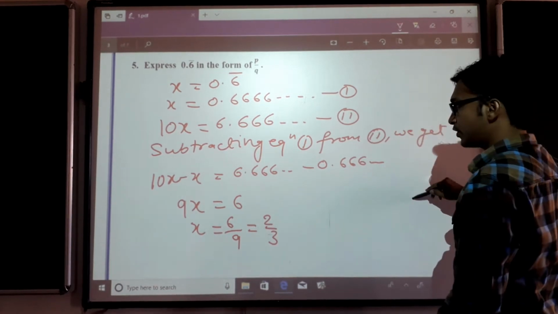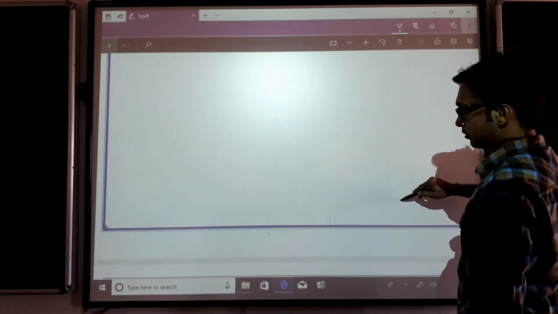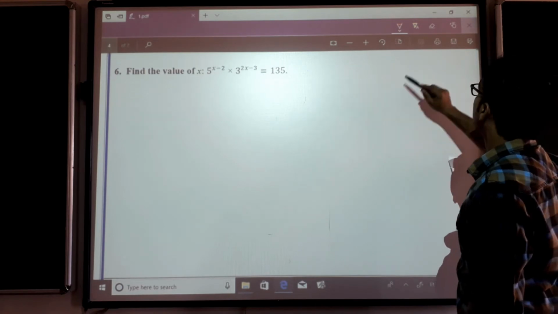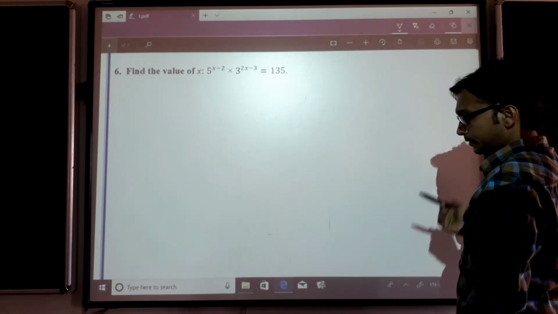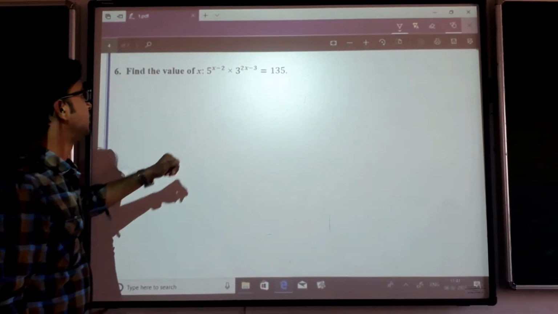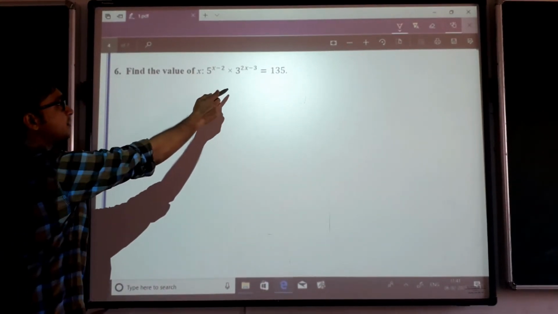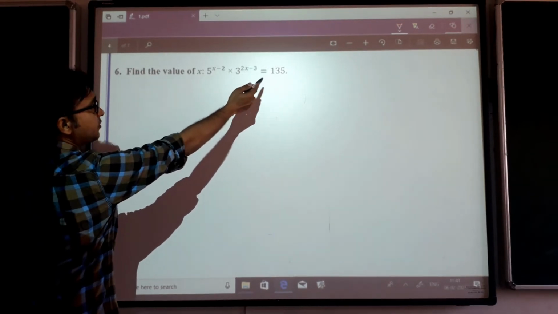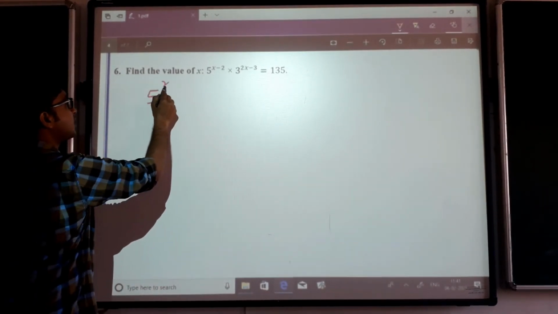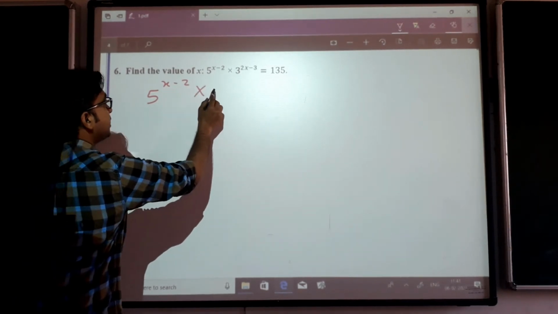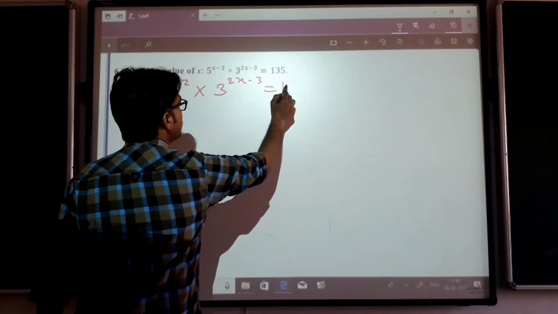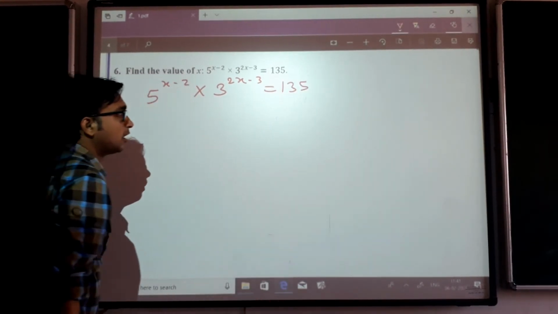Let's move on to the next question. So our next question is this, question number 6. It's easy, let's finish it. Find the value of x. Here it is written 5 is raised to x minus 2 and 3 is raised to 2x minus 3 equals to 135. So write here 5 is raised to x minus 2 multiply with 3 is raised to 2x minus 3 equals to 135. How to solve this?